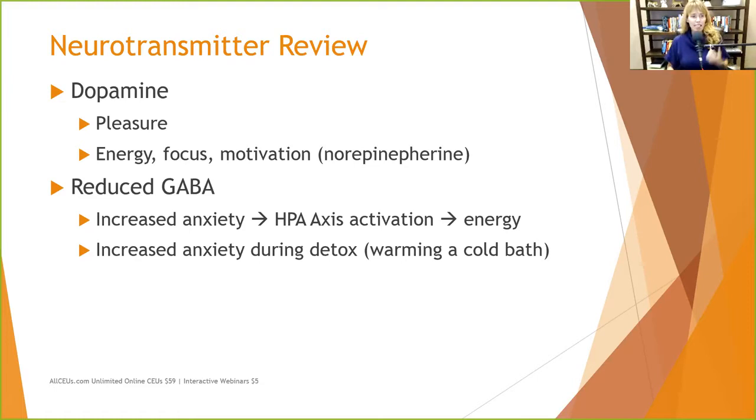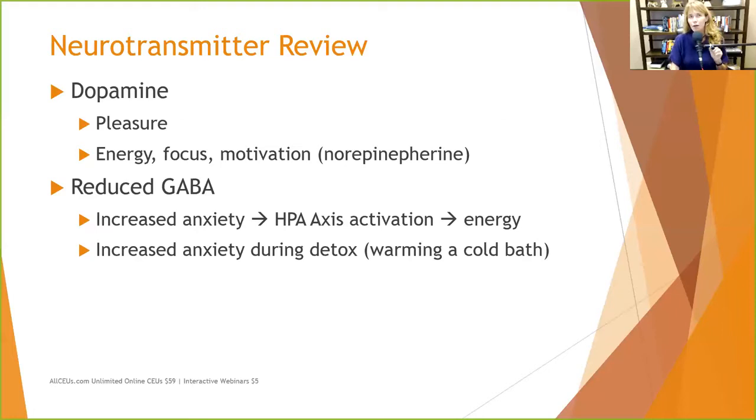So remember that dopamine is your pleasure chemical, and it helps with energy, focus, and motivation, primarily by its byproduct, which is norepinephrine. Reduced GABA may cause increased anxiety, because GABA is our anxiety reducer, which produces HPA axis, or your threat axis activation, which can cause some of the dopamine to be broken down to produce increased energy. Now, you've got so much dopamine out there when people are abusing opiates that it's likely that you're being flooded with both of them. So you're focused, you're energetic, and you're euphoric all at the same time.